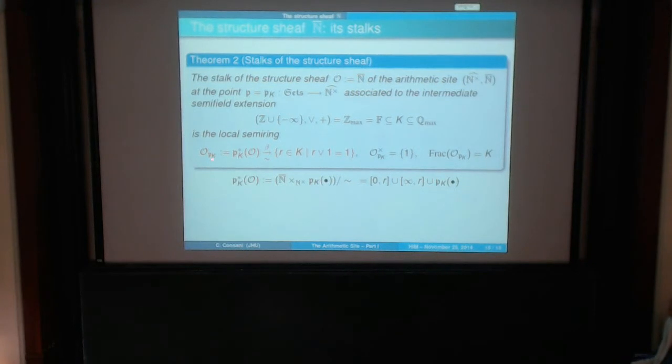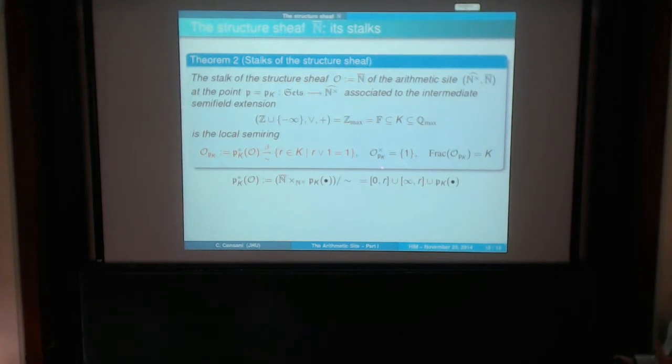So the description is written here. So this is for the stalk at p_k. Now each p has its own k associated. So I look at the stalk for a p associated to k, and then it's like if I take the pre-image along the morphism of topoi between the point P and N cross. And it turns out that the stalk is written in this form, so it's a collection of elements in K, which has the property that the sup between r and 1 is 1. So in particular, this sheaf, the stalk of this sheaf, the unit here is only 1.